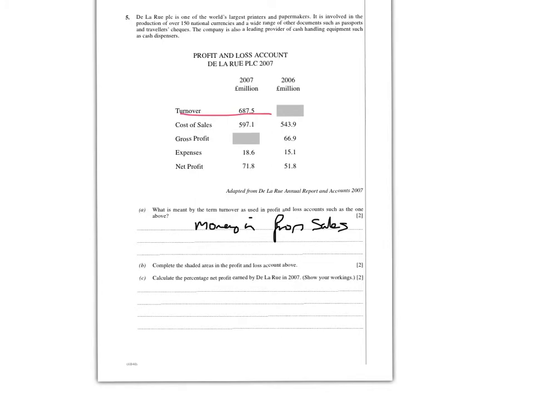So all I've typed in is 687.5, take away 597.1. And I get 90.4. Now, that's the first, so I've already got 1 mark.